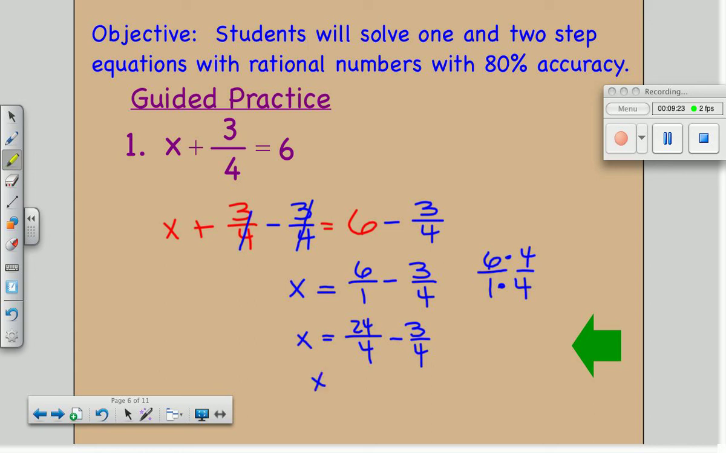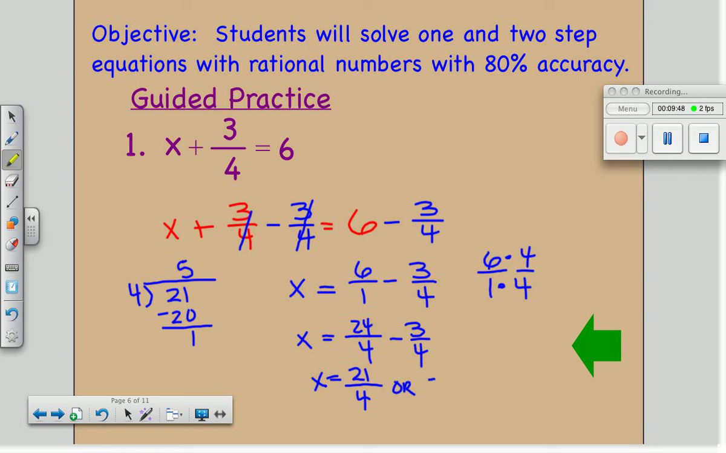24 minus 3 is 21. And we have a denominator of 4 that doesn't change with addition and subtraction. 21 over 4. Or I divide to change it into a mixed number. So I'm going to divide 4 into 21. 4 goes into 21 5 times. 5 times 4 is 20. When I subtract, I have a remainder of 1.